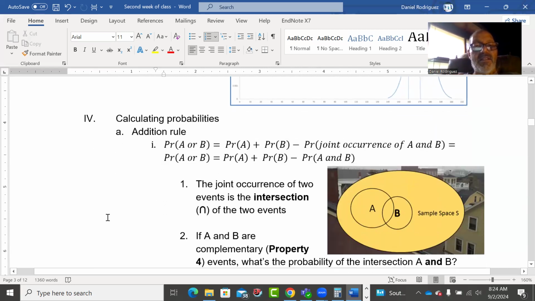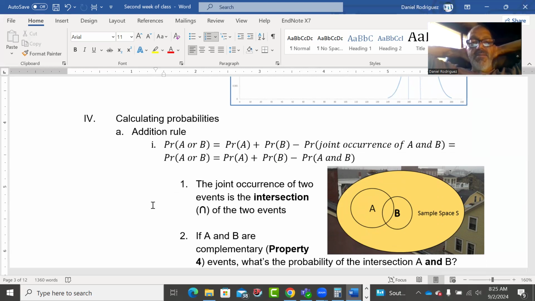Let's continue with probabilities and rules. Let's look at the addition rule of probability. We kind of dealt with this already when we said we could add two mutually exclusive events, right, to get the probability of either of the two occurring. Well, that's not always going to be the case where we have mutually exclusive events. Sometimes there can be overlap between two events.